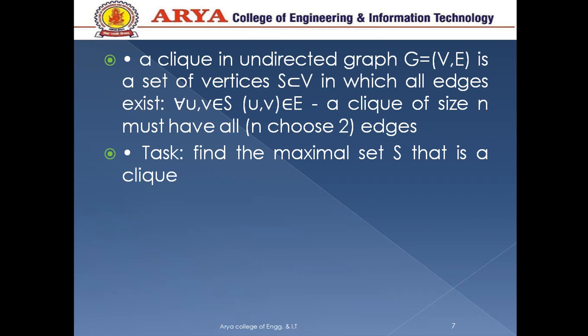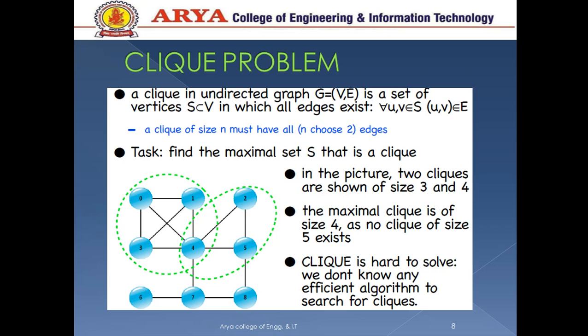So a clique is in an undirected graph G equals (V, E). V is the set of vertices, E is the set of edges. A clique is a set of vertices S that is a subset, or we can say a subgraph of V, in which all the edges exist. U and V are vertices and the edge (U, V) belongs to E. A clique of size N must have all N choose 2 edges present between its vertices. Task: find the maximal set S that forms the clique. So this is the clique problem.